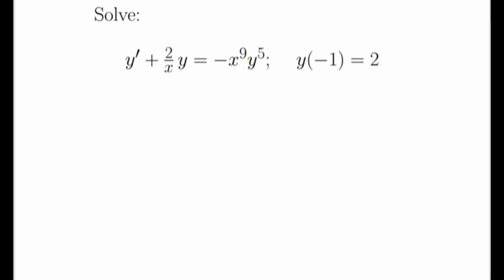Now to solve Bernoulli's equation, we know that we need to divide by this extra term on both sides of this equation. So by dividing by y to the power 5, we get y to the power minus 5 y prime plus 2x times y to the power minus 4 is equal to minus x to the power 9. And then we need to substitute this term with a new variable. So we put y to the power minus 4 is equal to u.